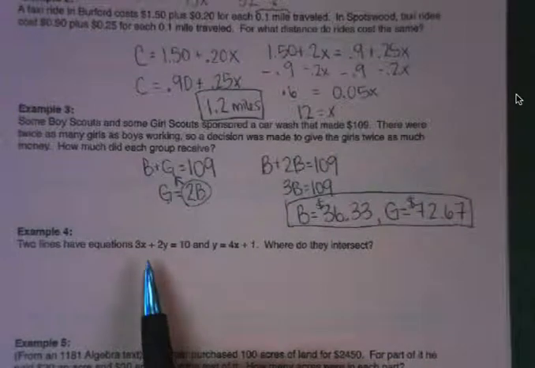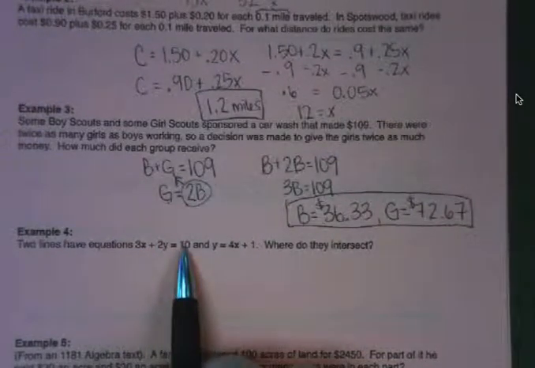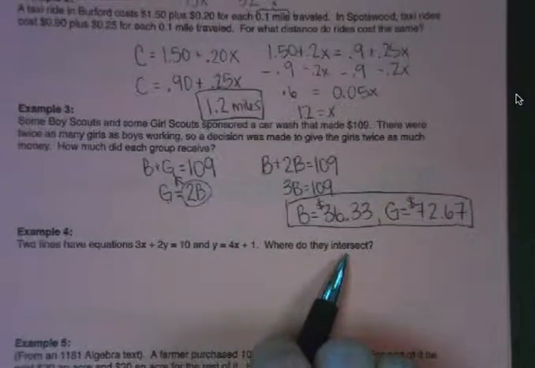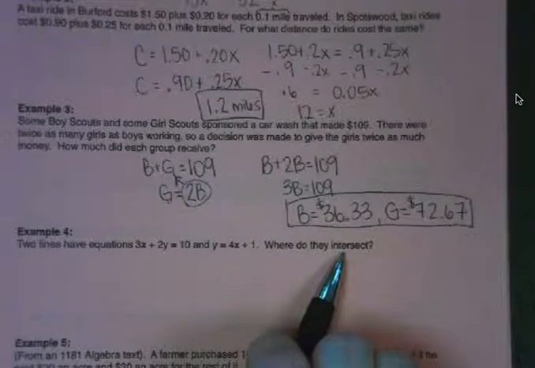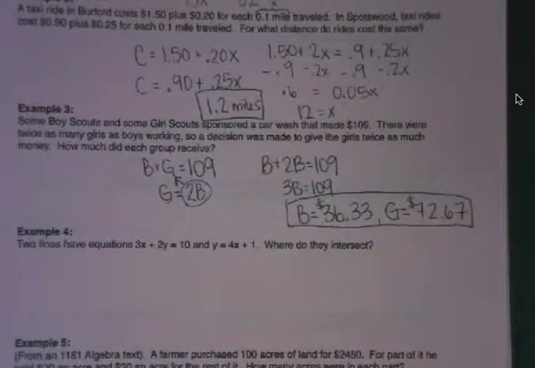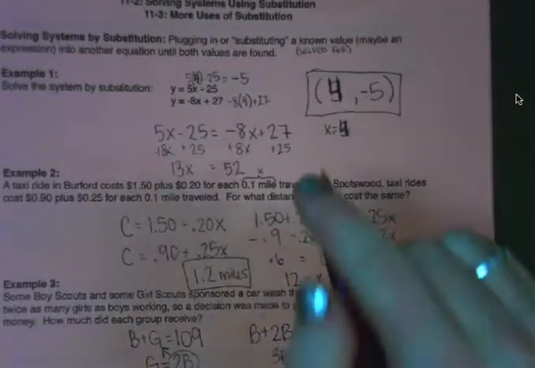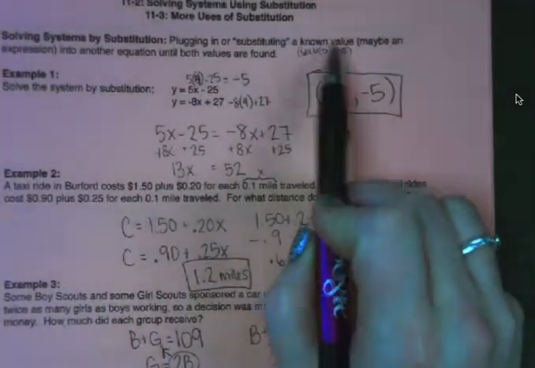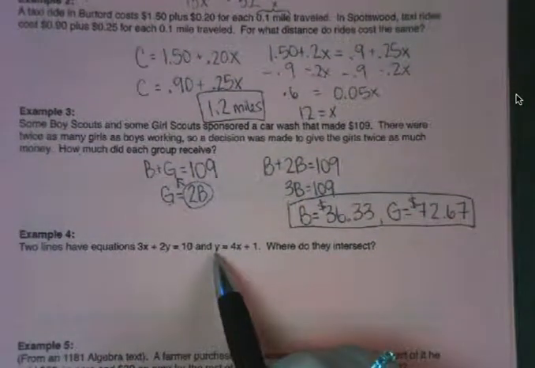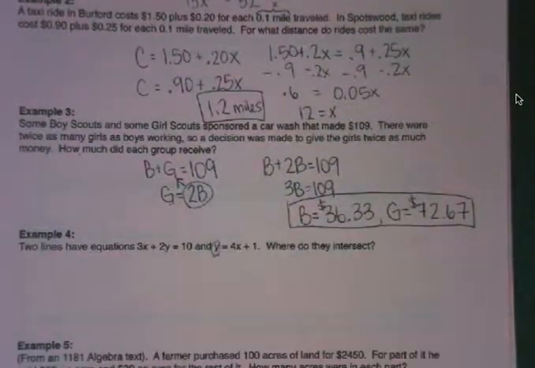Two lines have equations 3x plus 2y equals 10 and y equals 4x plus 1. Where do they intersect? Okay, so thinking back to your graphing assignment from last week, we know they intersect at the one point that satisfies both of them. We're not going to graph it, we're going to use substitution. I'm going to go back and try to find a known value or something that's solved for, and in this case, y right here is solved for.